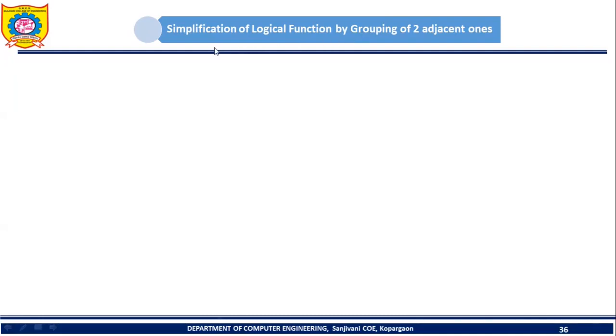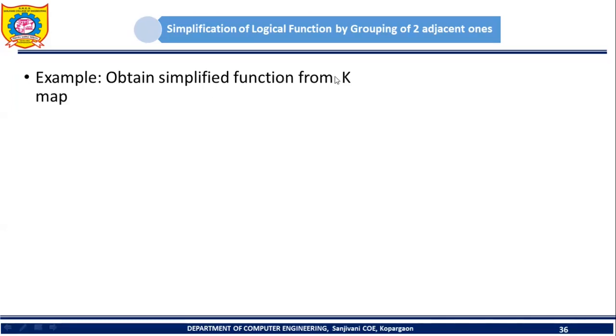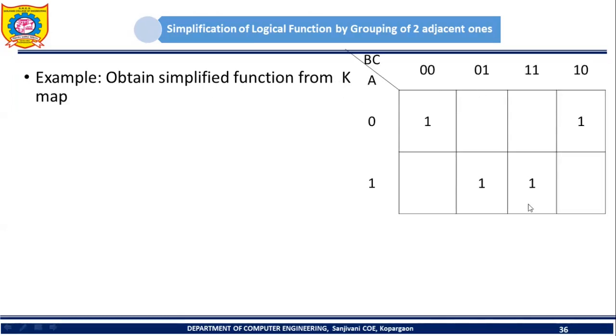So now let's try to understand this simplification process, simplification of logical function, with the help of one example. Suppose we have given one example like this: obtain simplified function from K-map. Here directly we have given the K-map. Let us assume that before this we have some logical function, and now it is represented on the K-map. After that what we have to do? From this K-map we have to obtain simplified logical expression. The given logical expression is of three variables, that is a, b, c.